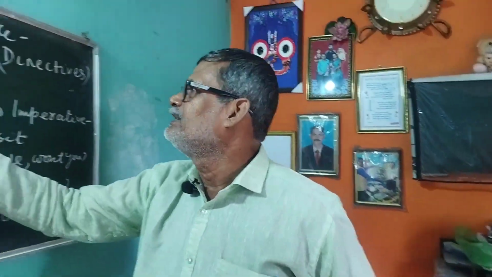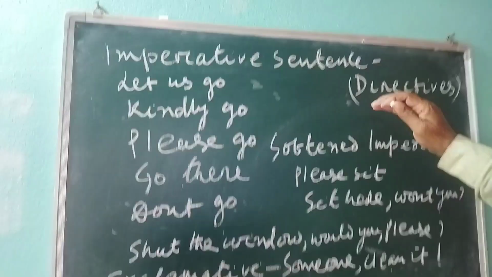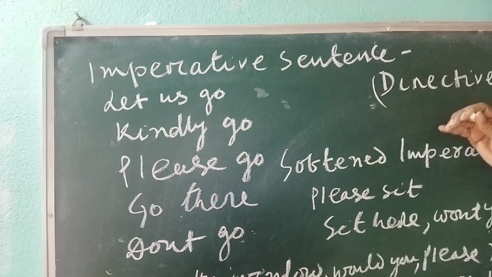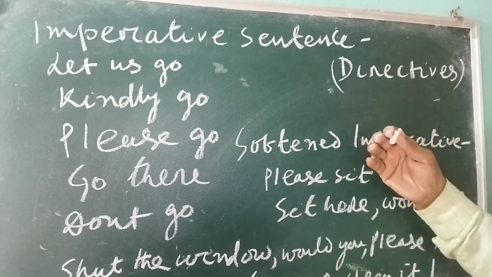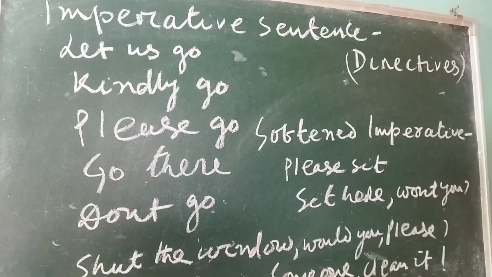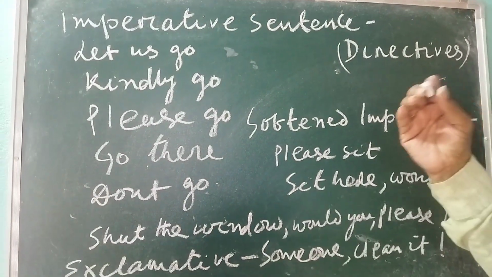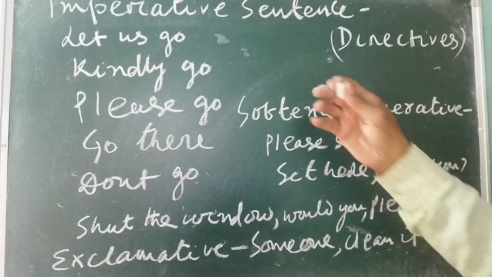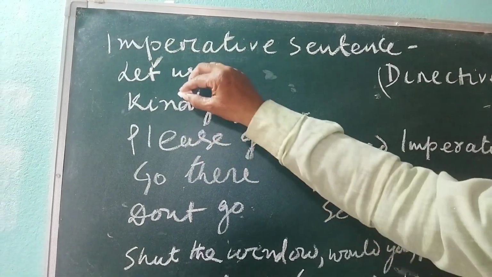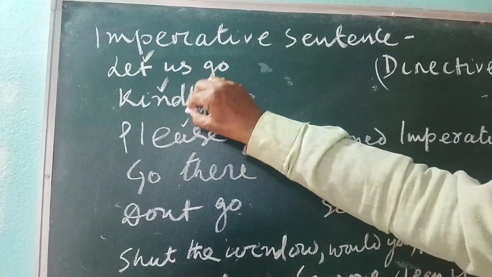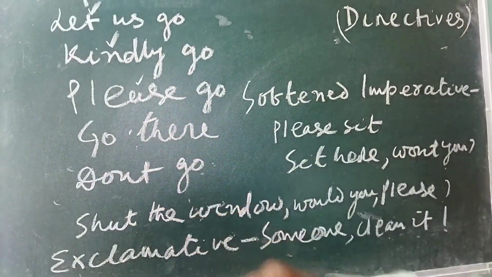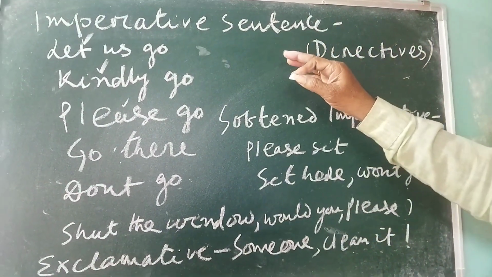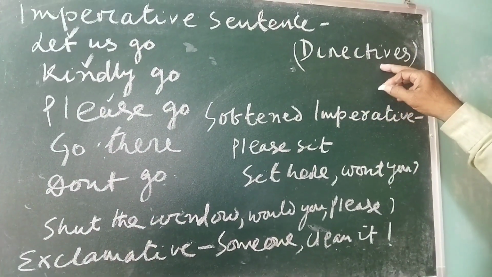Imperative sentences, as I told you, if you come to the board and see what I've written, imperative sentence is otherwise known as directives. That means sometimes you have to request somebody, please go there, come here, sit down. And sometimes there is politeness in your sentence. So if a sentence begins with let, as I've told you, kindly, please, main verb, and do not, these are imperative sentences. And as you know, imperative sentences are otherwise known as directives.